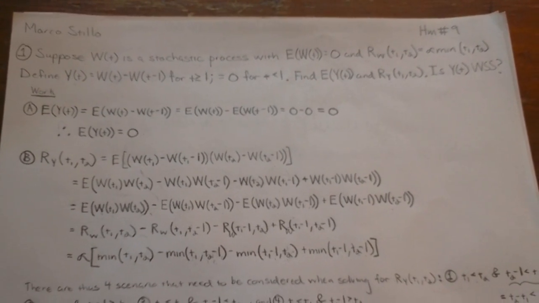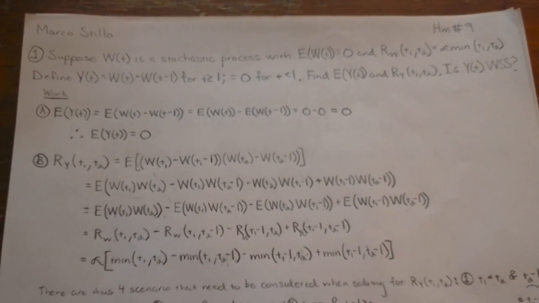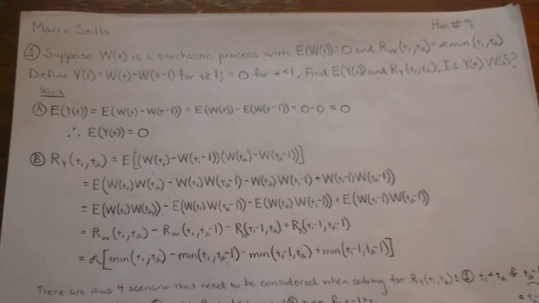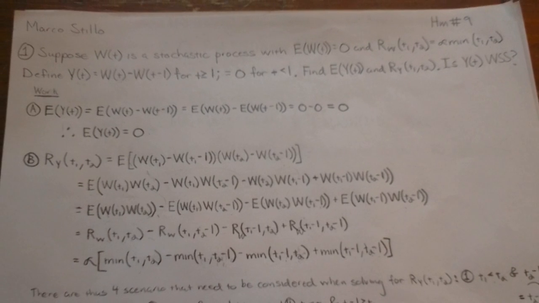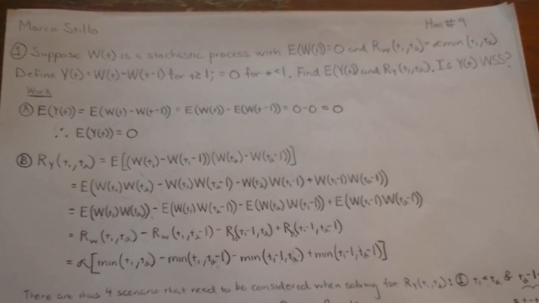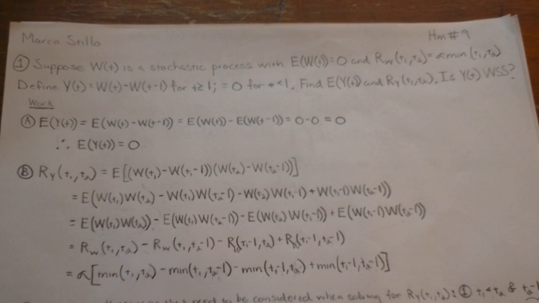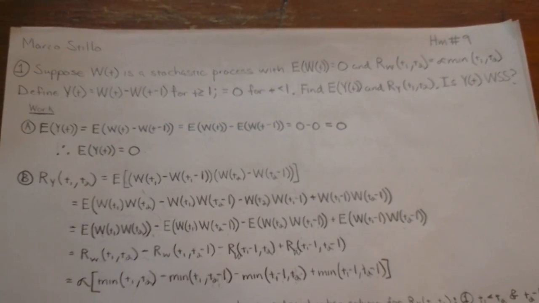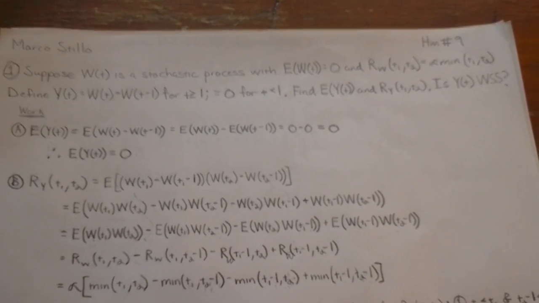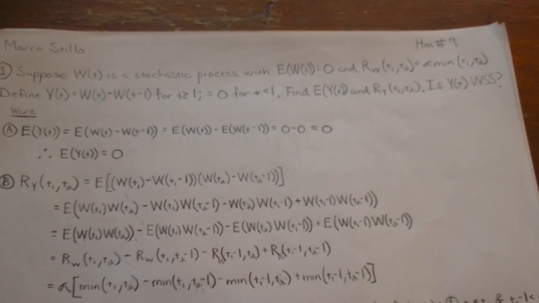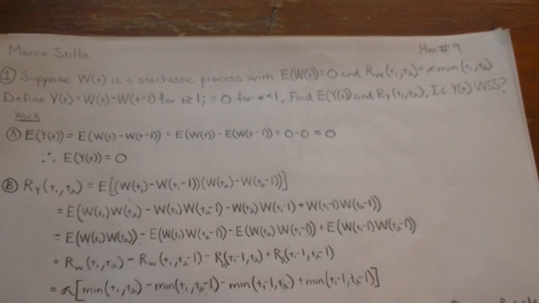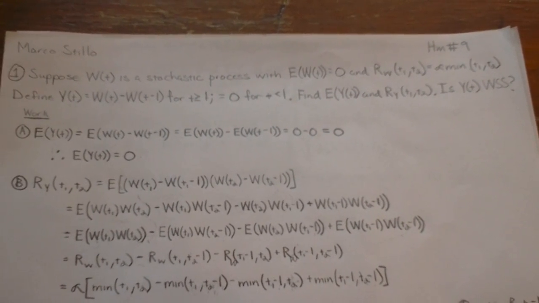Alright, today we're going to do problem number 1 of homework number 9. Now, problem number 1 reads, suppose we have a stochastic process defined by W in terms of time variable t, such that the expected value of our W variable is equal to 0, and our autocorrelation in terms of W is going to basically be equal to the minimum of 2 time points t1, t2 times some constant alpha.